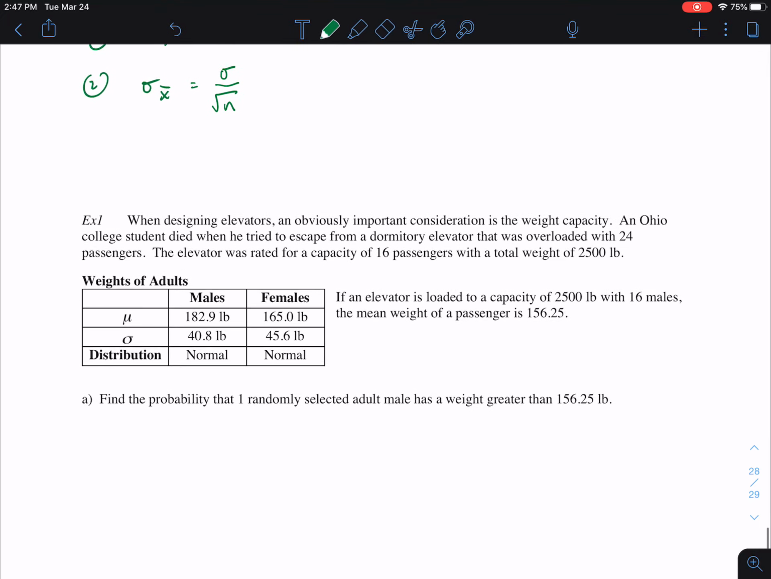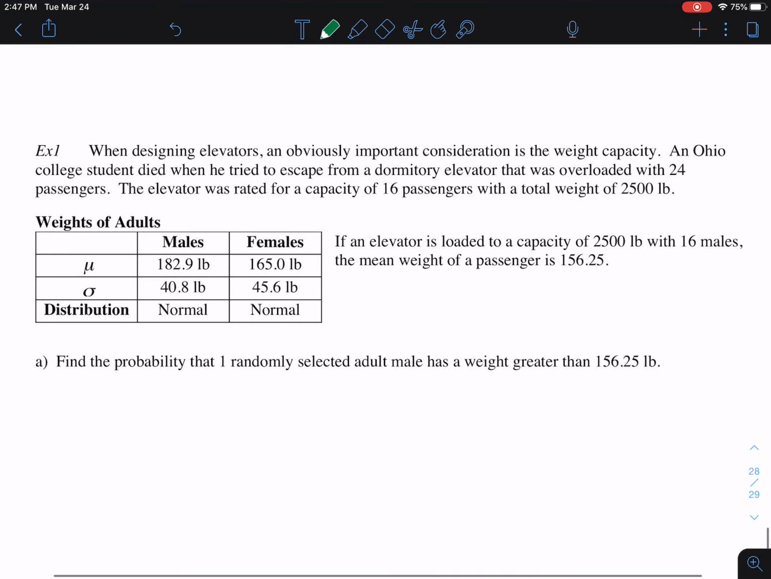The first example I have here is an elevator question. It says that when designing elevators, an obviously important consideration is the weight capacity. An Ohio college student died when he tried to escape from a dormitory elevator that was overloaded with 24 passengers. The elevator was rated for a capacity of 16 passengers with a total weight of 2,500 pounds. Next time you ride an elevator, it should say somewhere inside the maximum capacity and how many people are allowed.